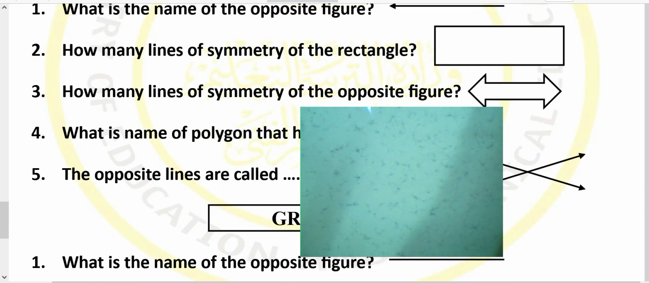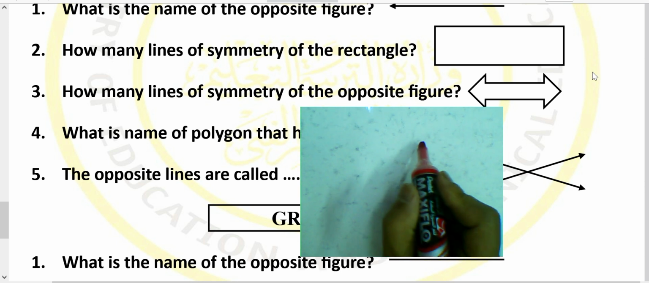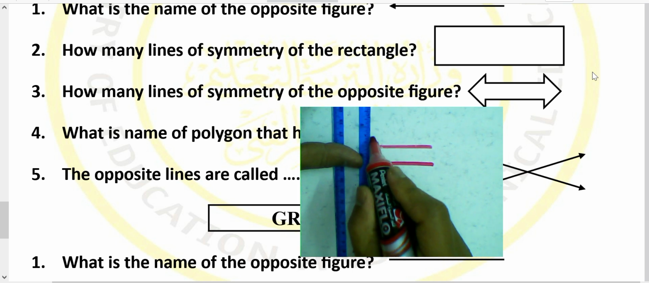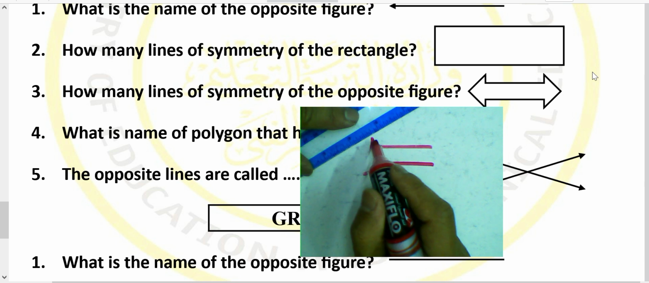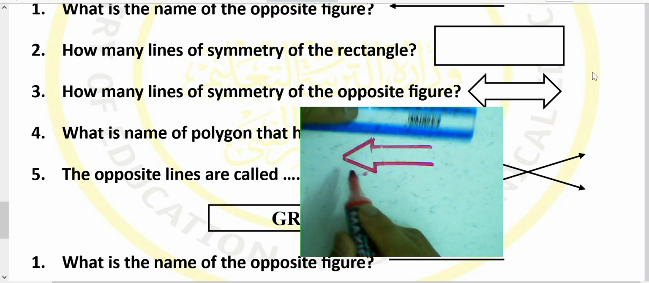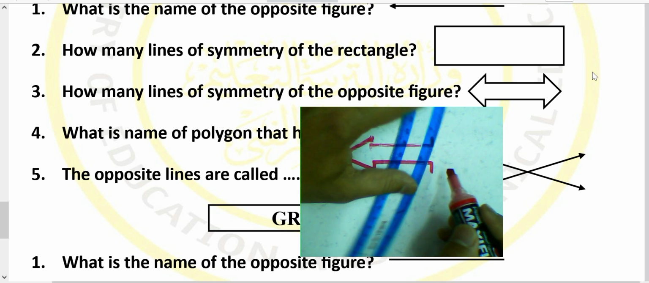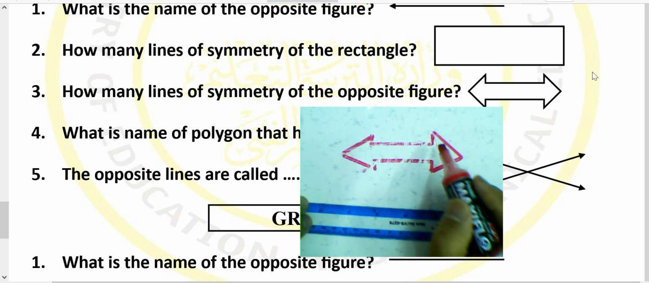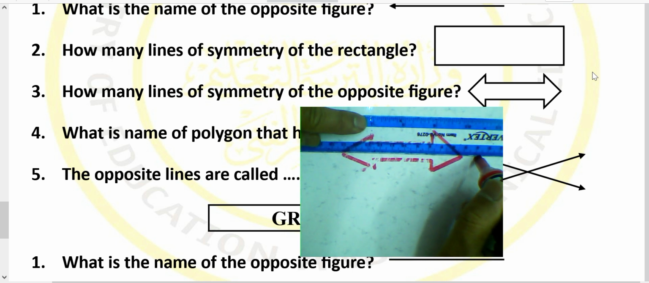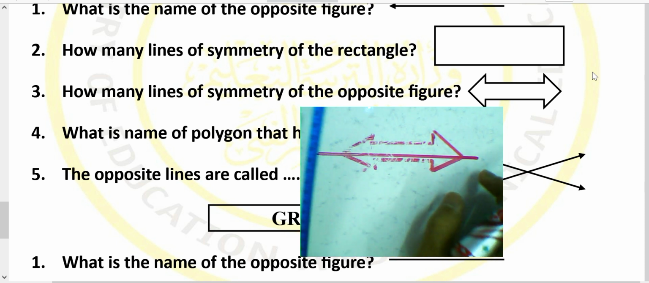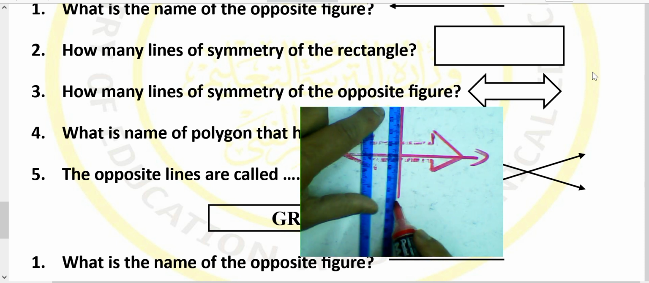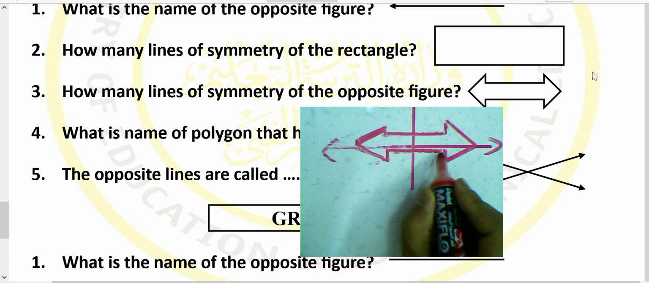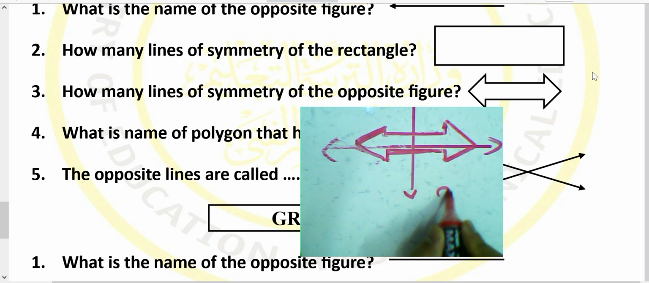How many lines of symmetry does the opposite figure have? We have this figure like this. We can divide it by 1 line of symmetry or 2, 1 horizontal and 1 vertical. So we have 2 lines of symmetry. Okay, we have here 2 lines of symmetry.